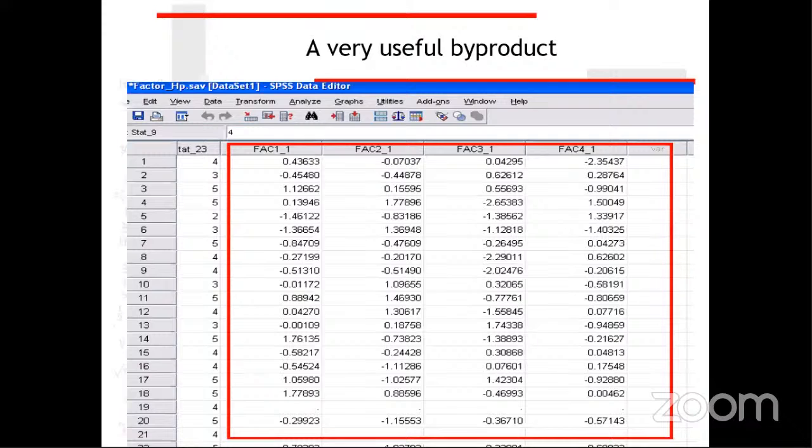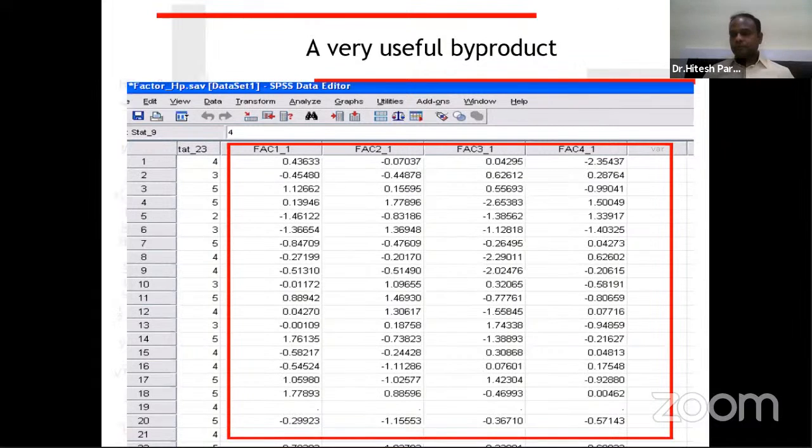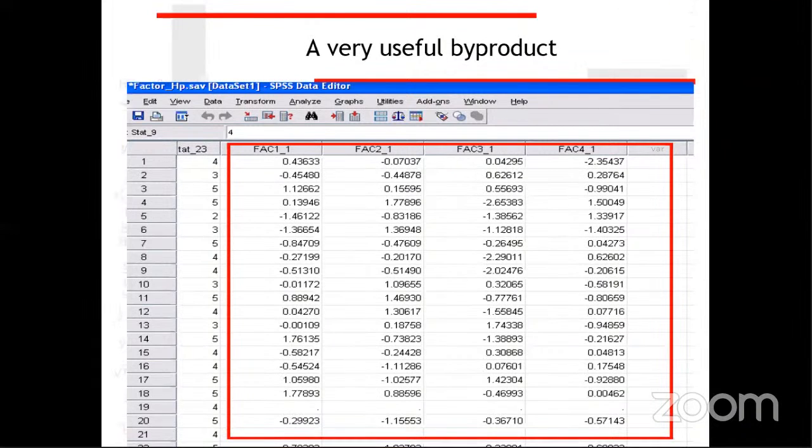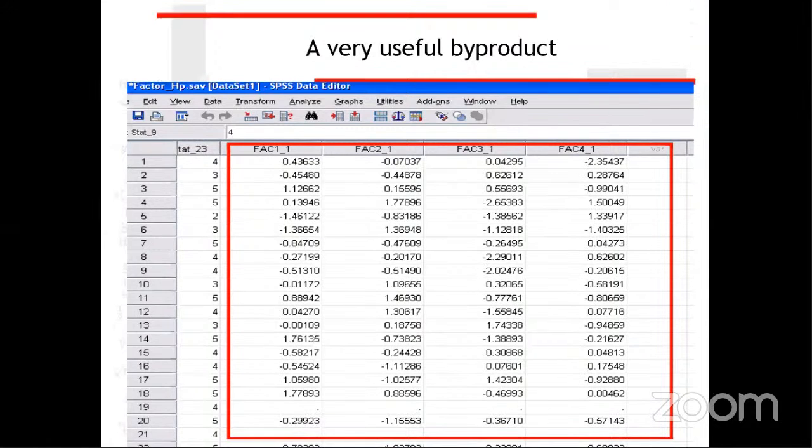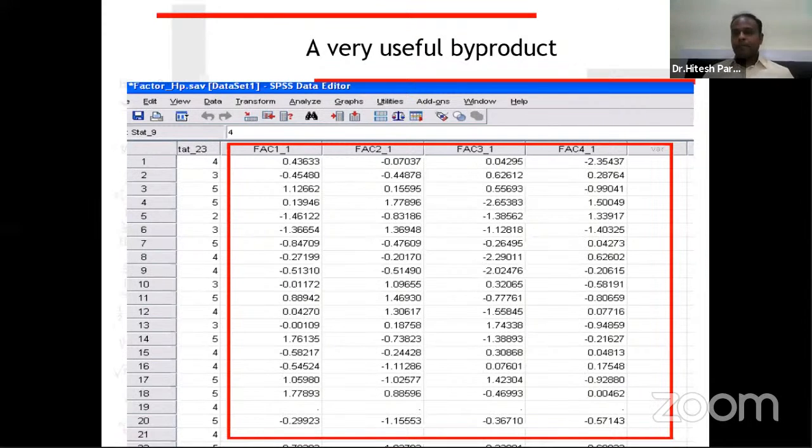Sir, if the initial data is parametric, then also we have to see for a non-parametric option? The data is parametric, but we need to check the assumptions of parametric test. And one of the assumptions of parametric test is data are normally distributed. So we need to check it. Correct. That is the reason.